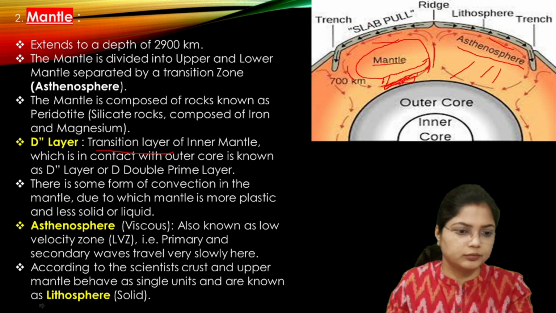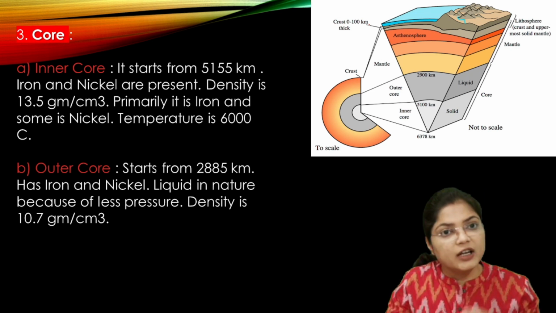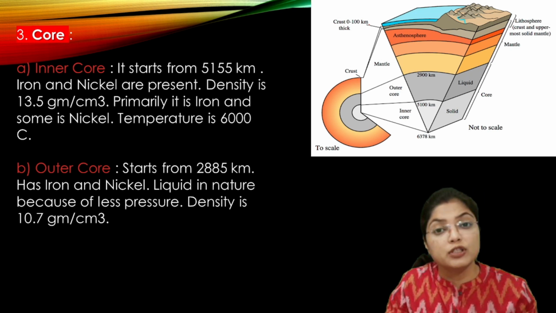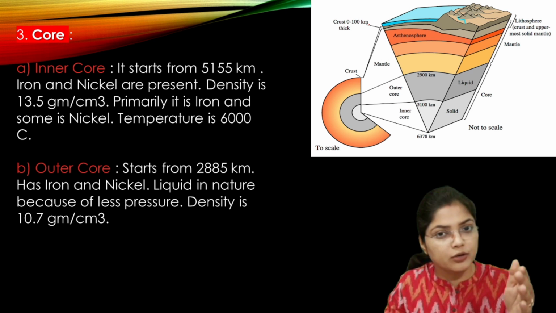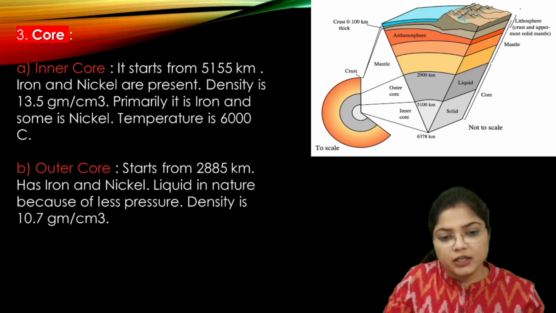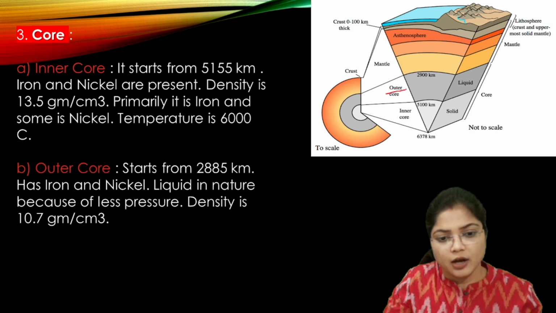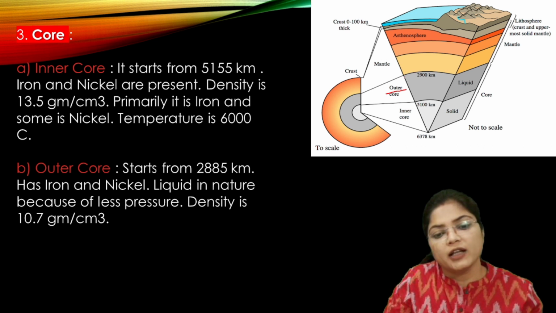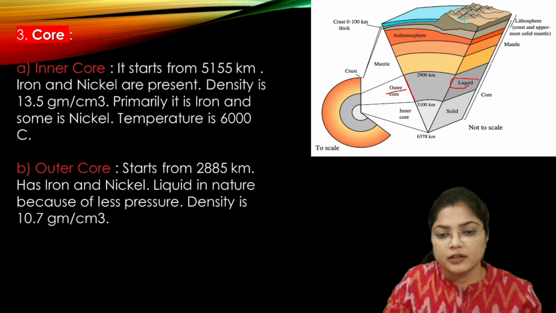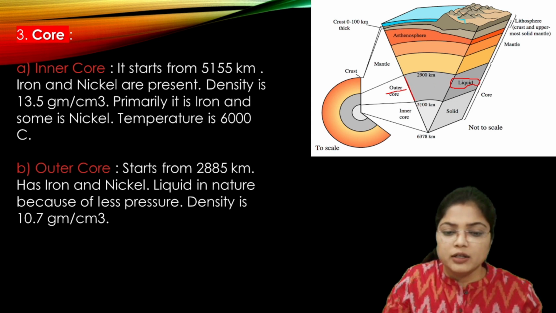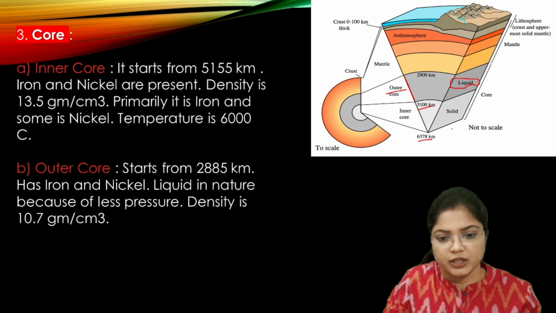lithosphere. Then after mantle, the third layer comes, which is known as core, and core is divided again into two layers, outer core as well as inner core. Outer core, here you can see this is outer core. It starts from 2900 kilometer up till 5100 kilometer, and it is liquid. You should know that it is liquid in nature. And inner core starts from 5100 kilometer and extends up to 6378 kilometer, and this is solid in nature.